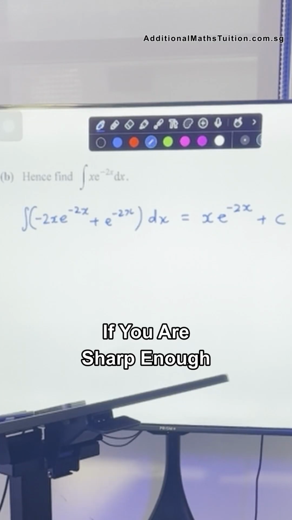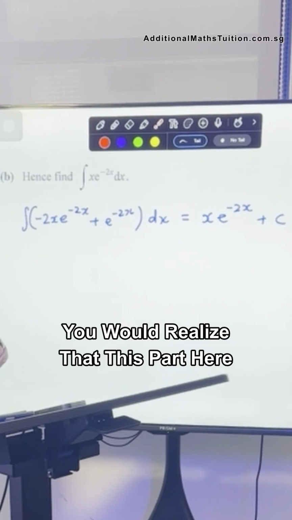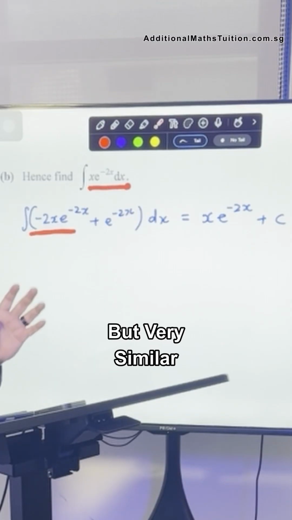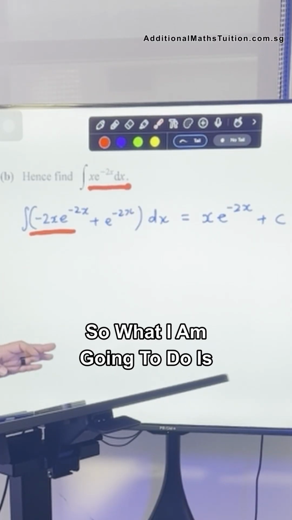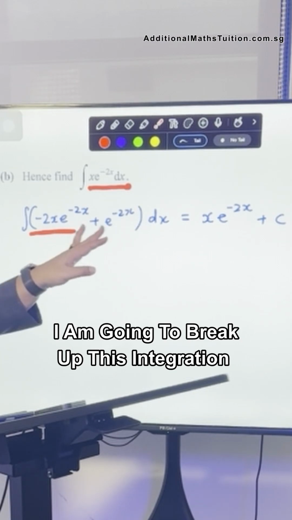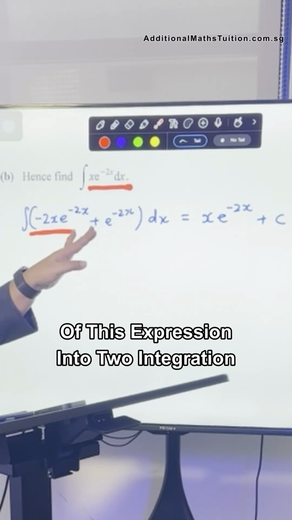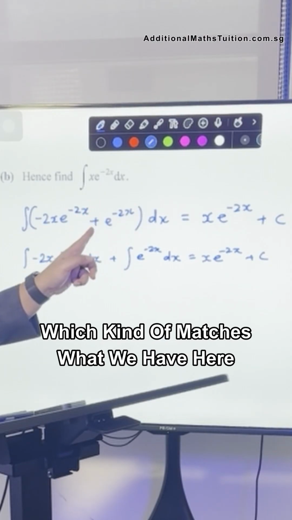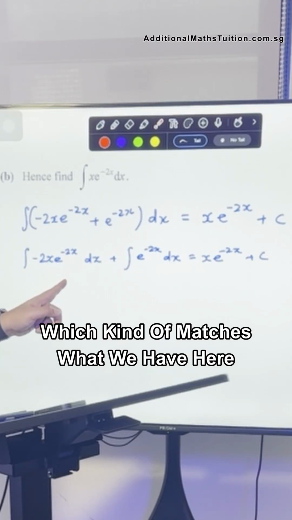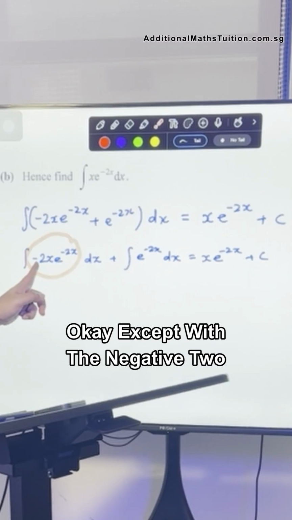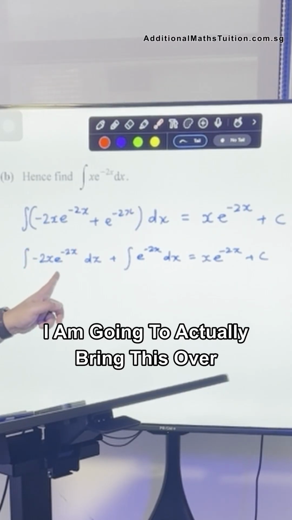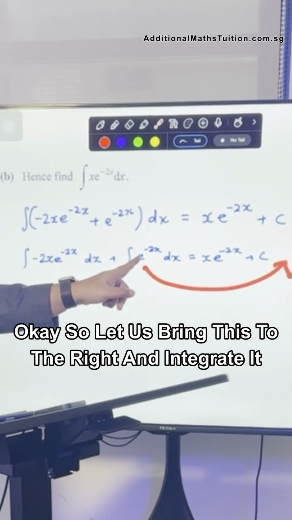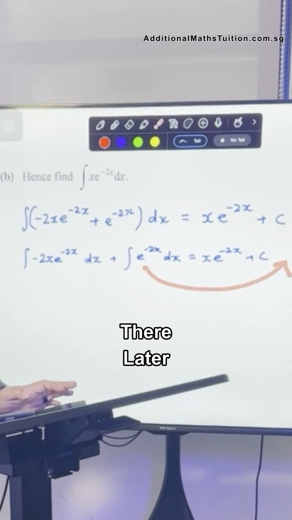If you are sharp enough, you would realize that this part here matches this part. Not exactly the same, but very similar. So what I'm going to do is, I'm going to break up this integration of this expression into two integrations. Okay, and because the question wants us to integrate this, which kind of matches what we have here, except with the negative 2, I'm going to actually bring this over to the right first. Okay, so let's bring this to the right and integrate it there later.